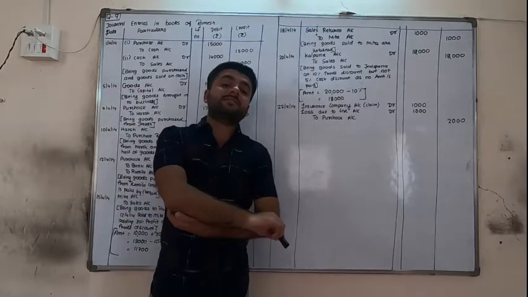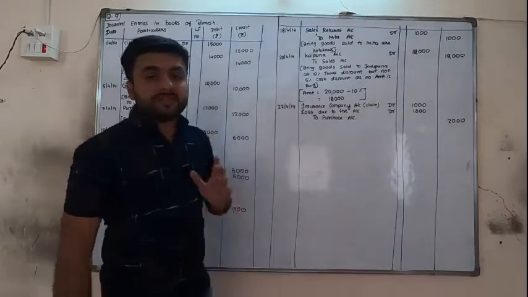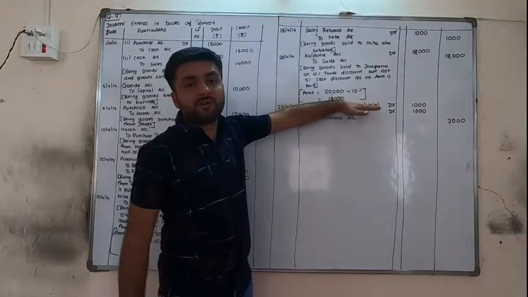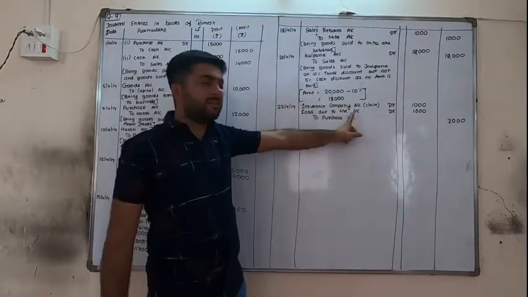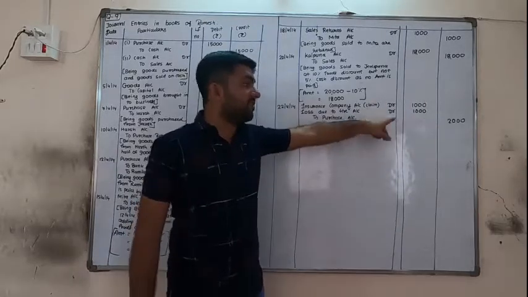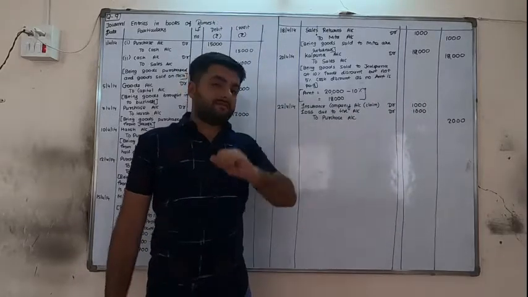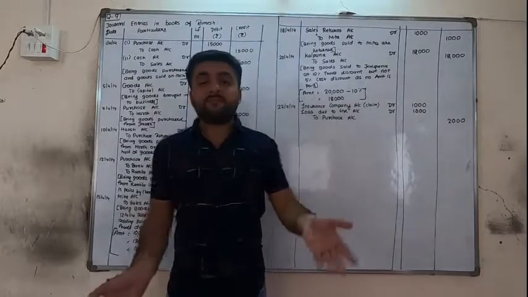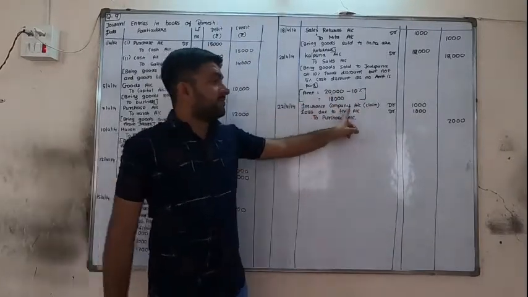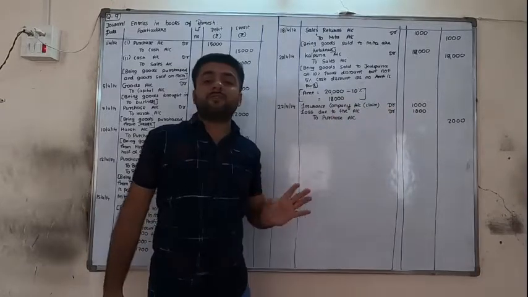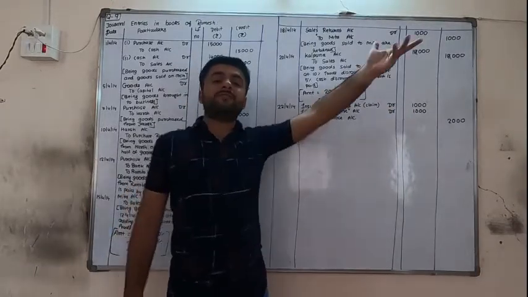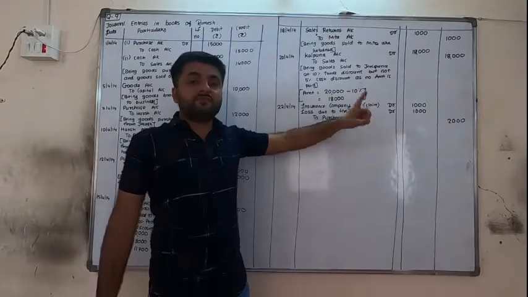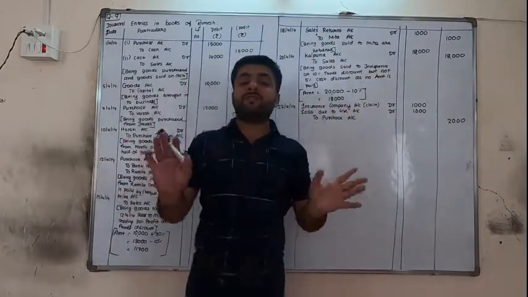Now I will explain you three concepts about this. If the question is that goods of 2000 are destroyed by fire, and nothing more is given, insurance company is not giving anything. So what will be the entry? Loss due to fire account debit to purchase account 2000, because insurance company is giving nothing. And if suppose goods of 2000 destroyed by fire, insurance company has given the full amount. So, insurance company account debit 2000, purchase account credit 2000, nothing will be our loss because insurance company is giving full claim. In the previous case, insurance company is not giving anything, so only loss due to fire. If insurance company is giving the full claim, then insurance company account debit to purchase account.